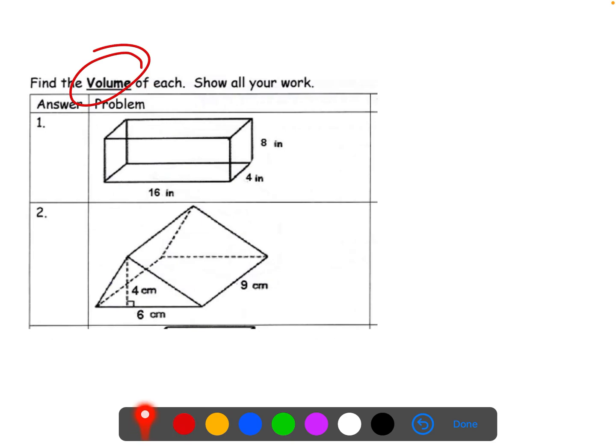So for volume, remember we talked a little bit about this yesterday, but volume is talking about the amount of space inside of the figure. If we were to fill it up, how much could it be filled with? That's what we're talking about with volume. So with volume, with either of these shapes, a rectangular prism or triangular prism, we are finding the area of the base, multiplying it by the height of the figure.